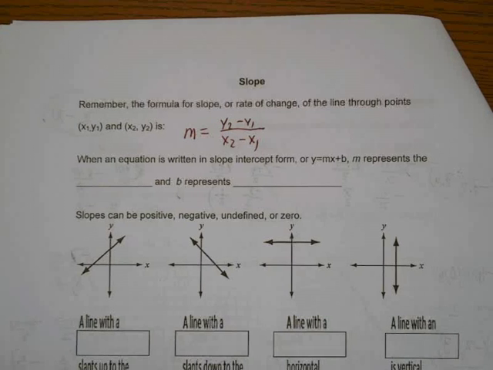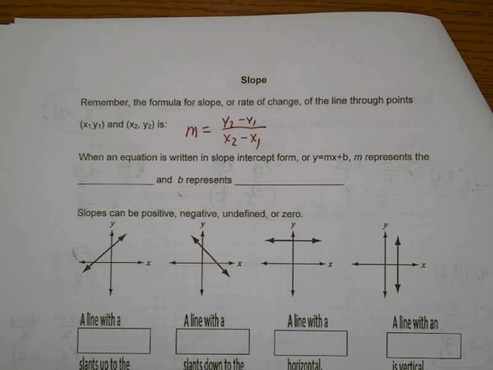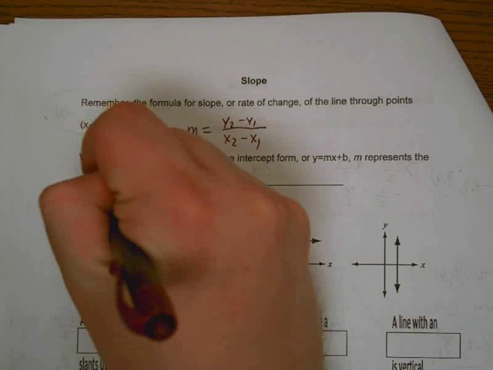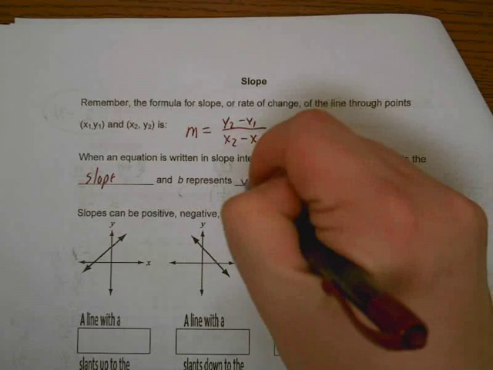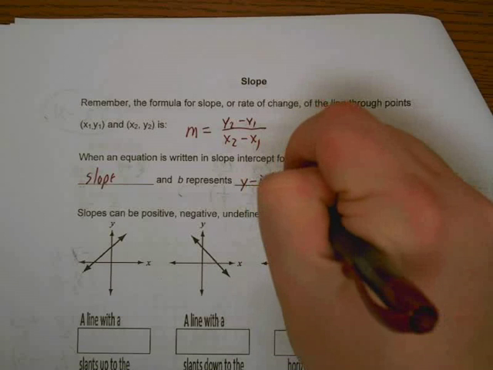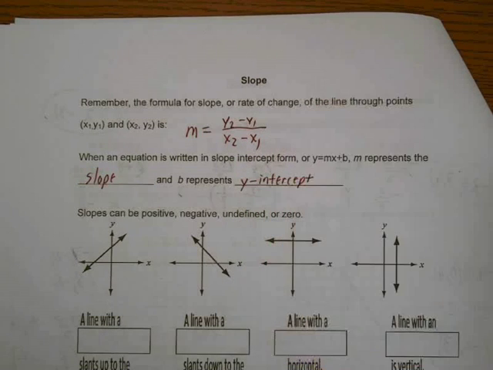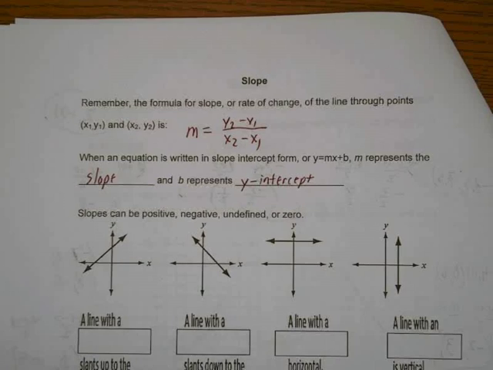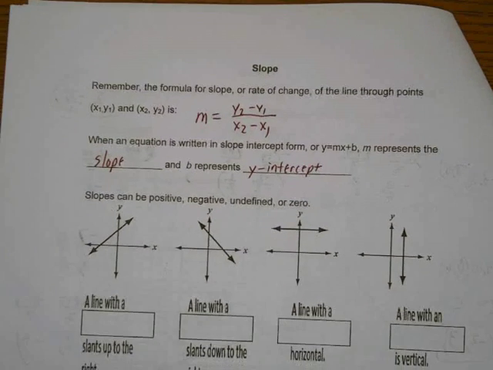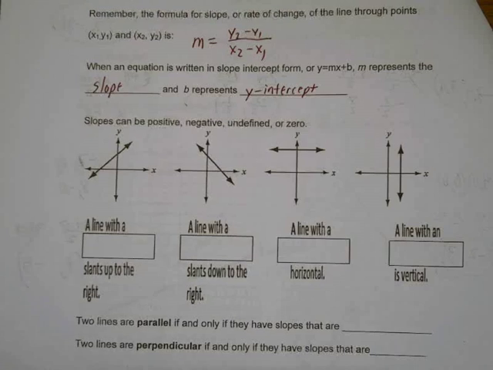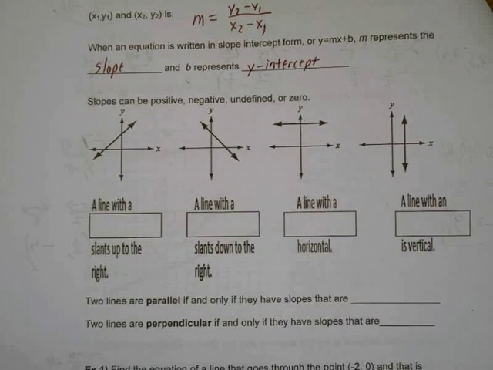Also want to remind you guys about slope-intercept form. That's when we have y equals mx plus b. If you recall, m is what represents the slope of our equation, and b is going to represent our y-intercept. And remember, our y-intercept is where the graph crosses the y-axis. So we have a couple different possibilities for slope. Slope can be positive, negative, undefined, or zero.